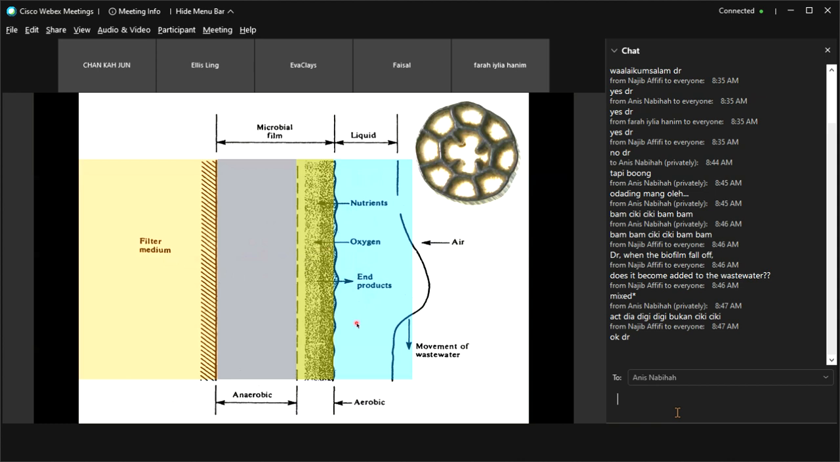All right. Any other question on this? This is one of the favorite questions that we would like to ask students on their understanding of this process, on the understanding of how the attached growth process works in treating wastewater. So you must make sure that you understand the process. You can even draw this diagram again.